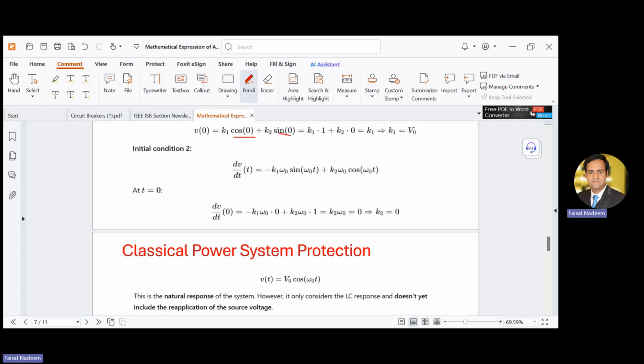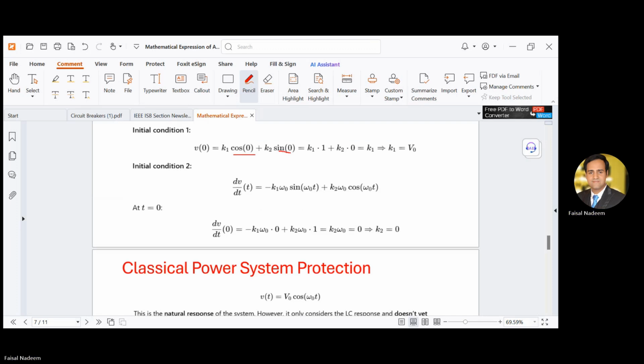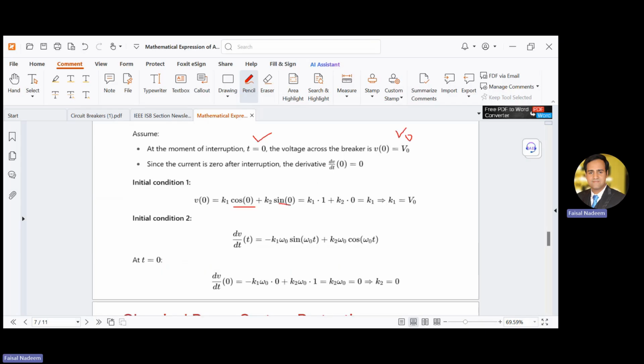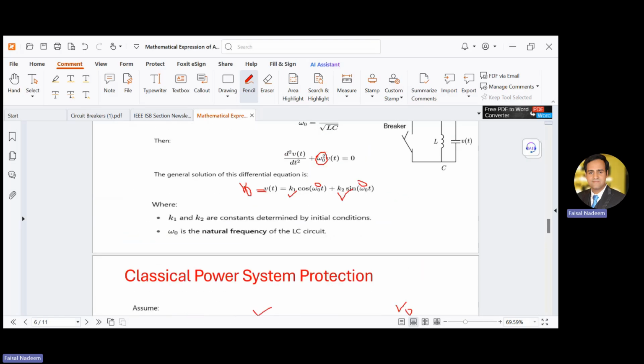So now the value of K1 is equal to V naught and the value of K2 is equal to 0. By putting K1 equal to V naught and K2 equal to 0 in this equation, Vt will become equal to K1, and we know that K1 is equal to V naught.